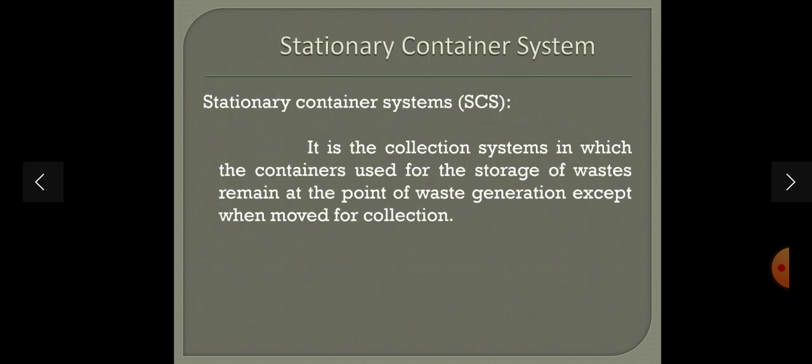And now coming to the stationary container system. Here it is a system where the containers are used for storing the waste, and they remain at the point of waste generation, and then are moved for collection. Except when it is moved for collection, the container will be there at the point where the waste is generated. So that is why it is called a stationary container system.